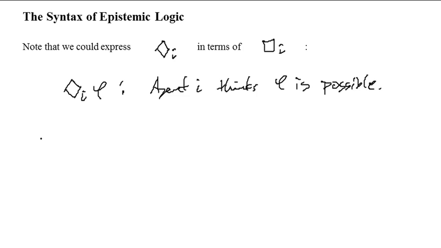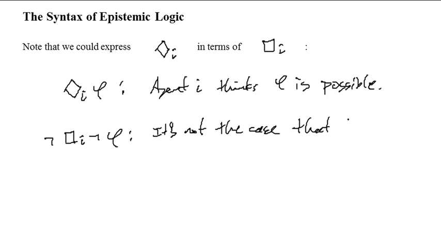Well, consider this formula, and this pattern should maybe look familiar to you. If you write not box I, not phi, well, what does that mean? Let's unravel this one piece at a time. It's not the case that box I, not phi. So in other words, it's not the case that agent I knows not phi.